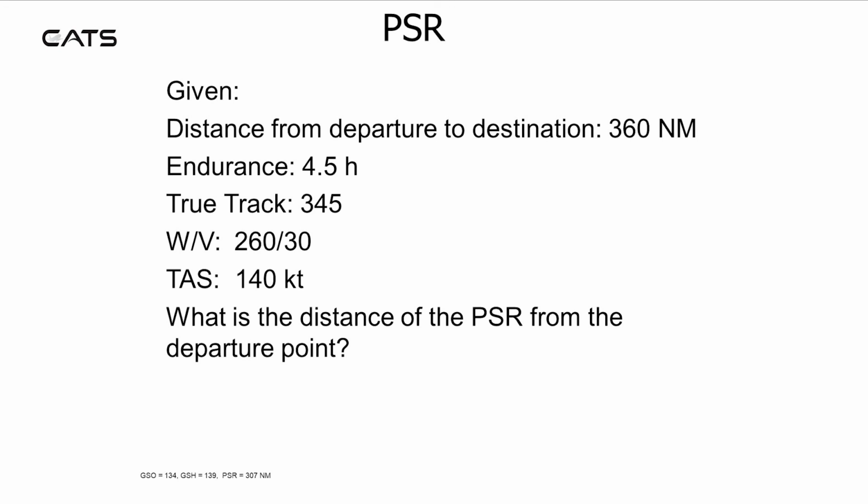Well, you'll need to use a CRP5 and put on the true track, wind velocity and true airspeed to find out what the ground speed is. The ground speed out is 134 approximately, and the ground speed home is 139 approximately. With an endurance of 4.5 hours, these can be put into the equation to calculate a PSR of 307 nautical miles.